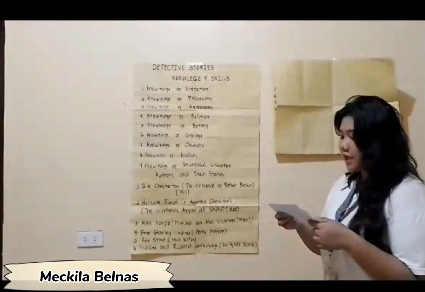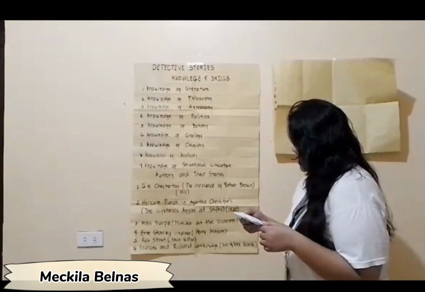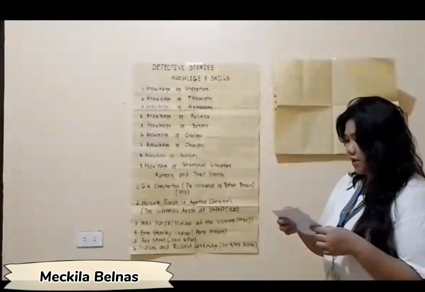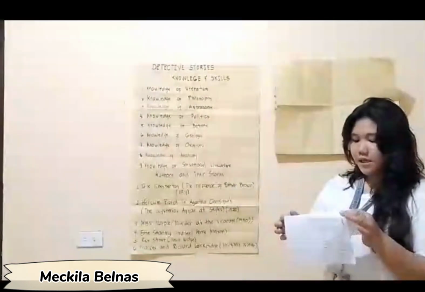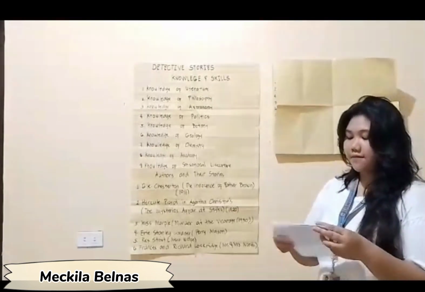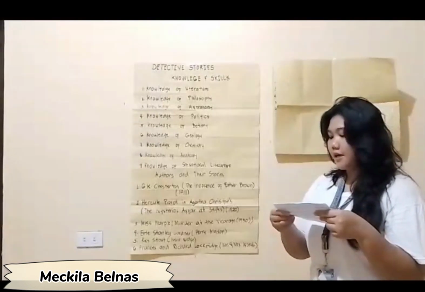So, the next is Hercule Poirot in Agatha Christie's story. The story is The Mysterious Affair at Styles in 1920. So, the detective is a Belgian detective famous for his mustache and his little gray cells.